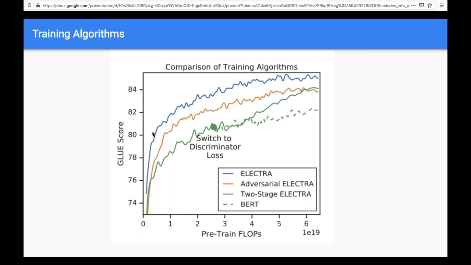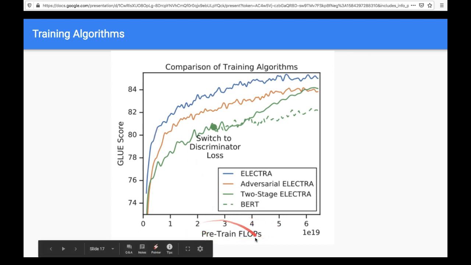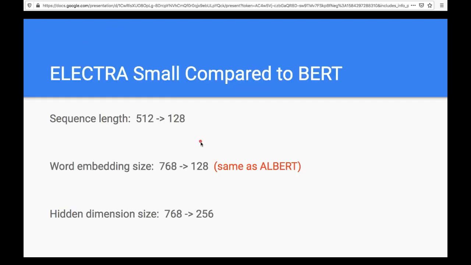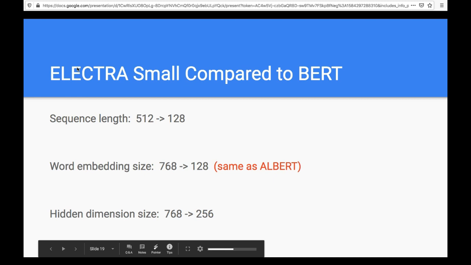And you can see the GLUE score. If this is the computational power, the more computational power that you use, you find out the ELECTRA, the standard algorithm, consistently outperforms the rest of the two. Okay, and these dashed lines are BERT, standard BERT.